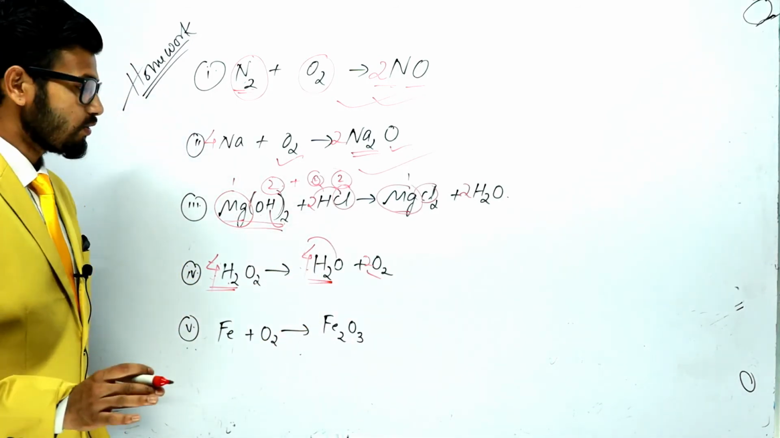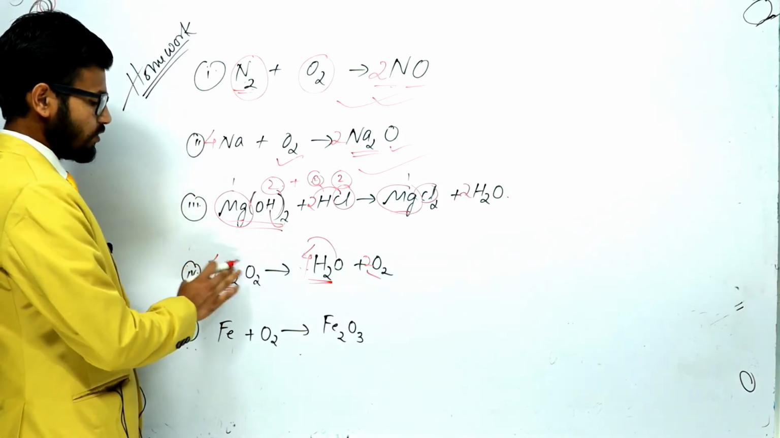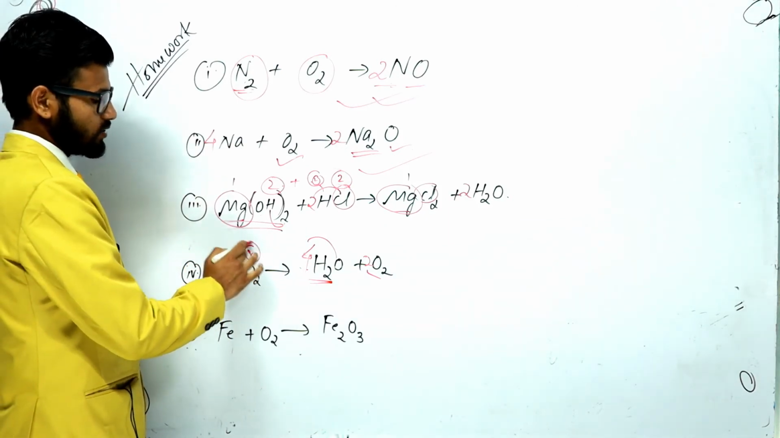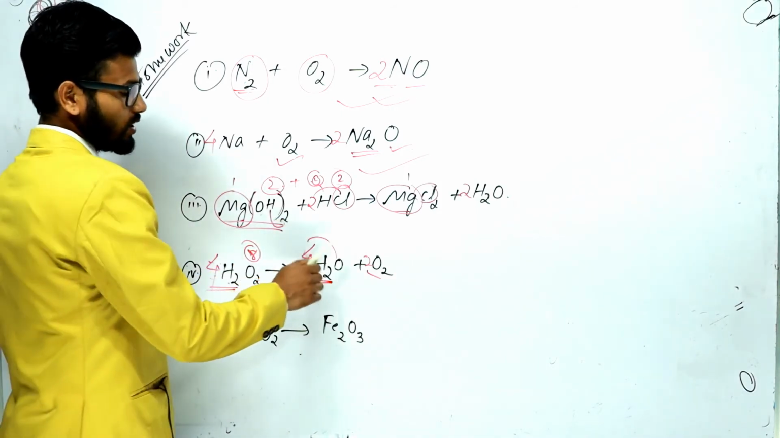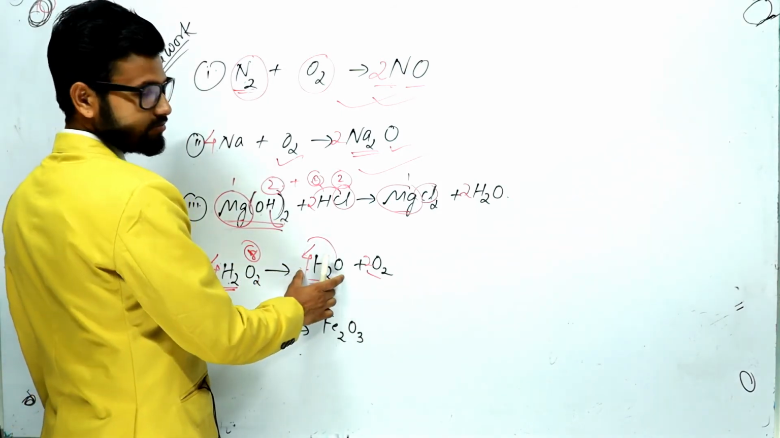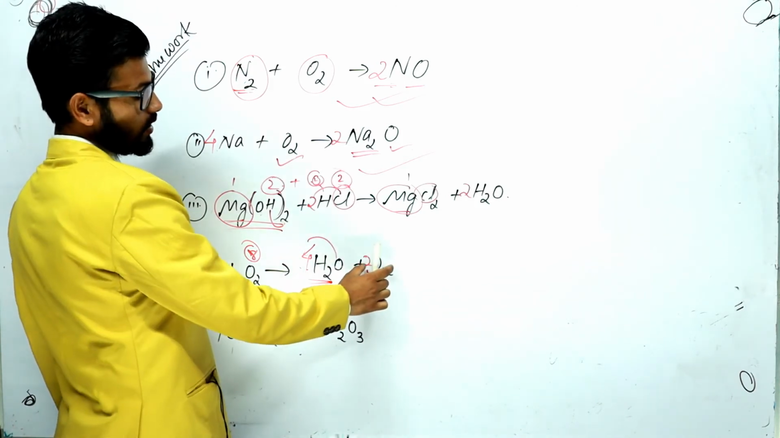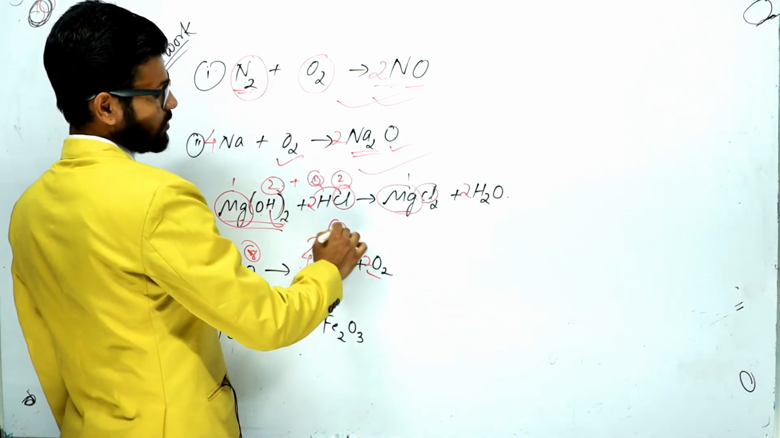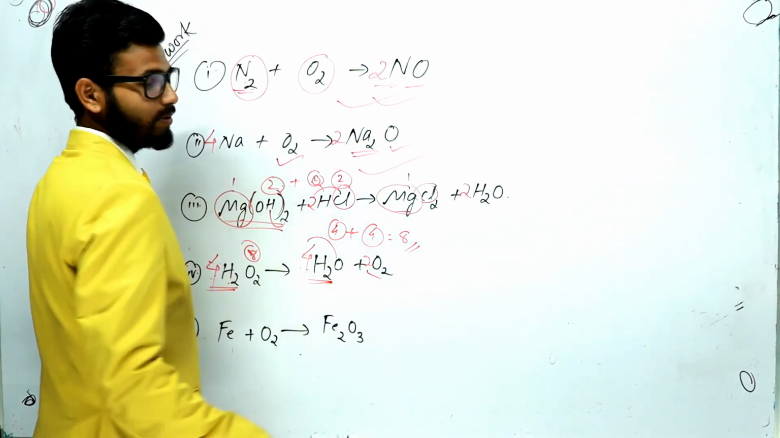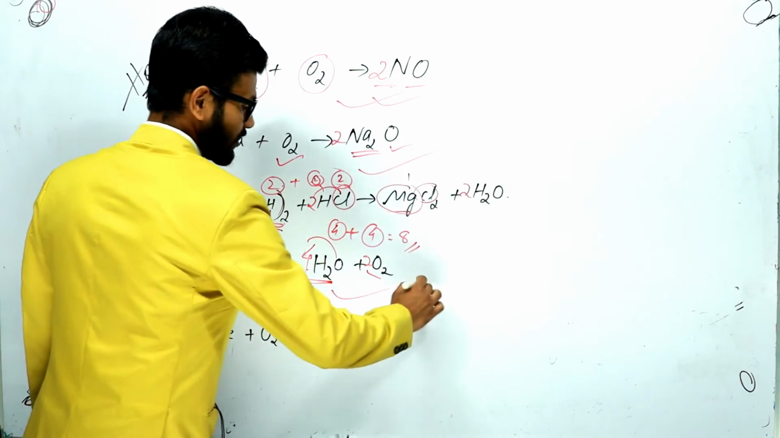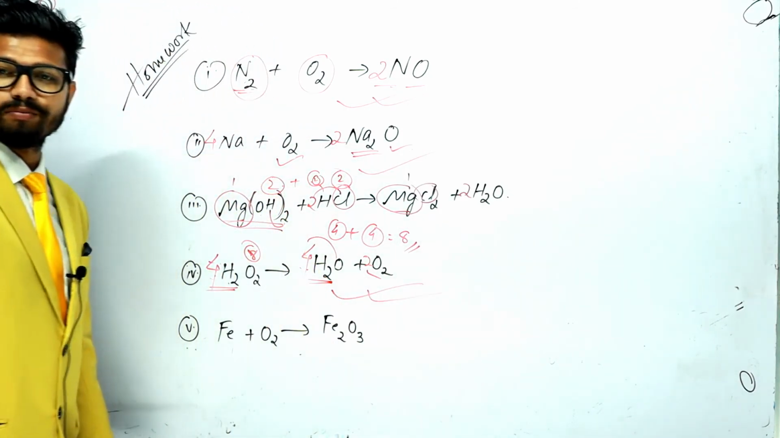Here is very happy. What about oxygen? How many oxygens are there? 4 2s are 8. There is 8 oxygen. What about in the product side? 4 1s are 4, means 4 oxygen in this formula, and 2 4s means 4 oxygen plus 4 oxygen. Total how many? 8 oxygens are there. I hope it is clear. The equation is balanced. The equation is fully balanced. There is no problem.